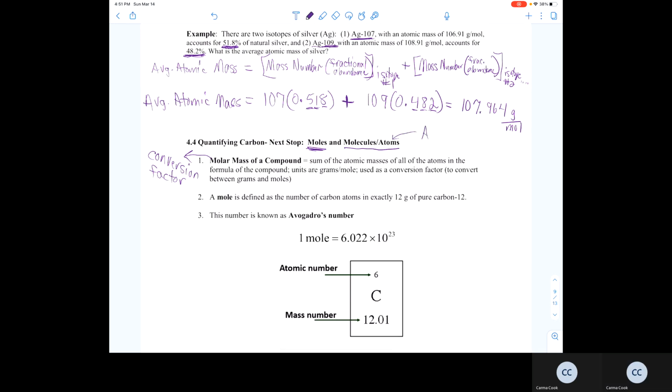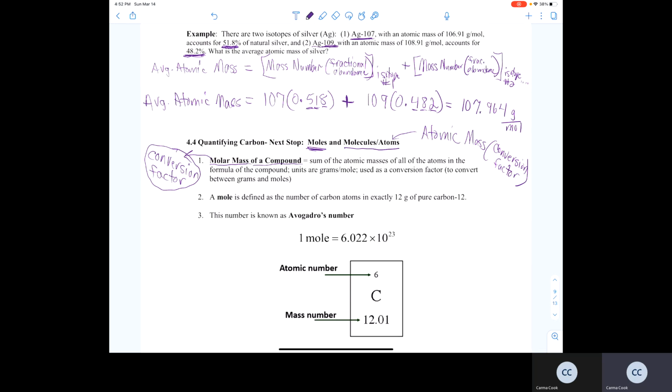For atoms, if we want to convert between grams and moles of an atom, then we need to use the atomic mass that we find on the periodic table. And we can use that too as a conversion factor to convert between grams and moles of an atom. But if we want to convert between grams and moles of a molecule or compound, then we need to know the molar mass of that compound or molecule, and use it as a conversion factor to convert between mass in grams and moles.